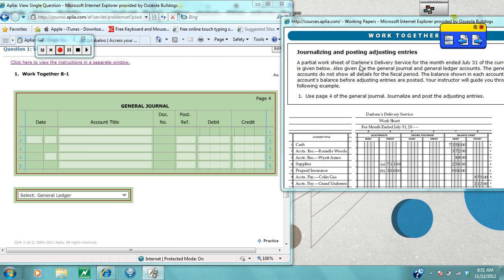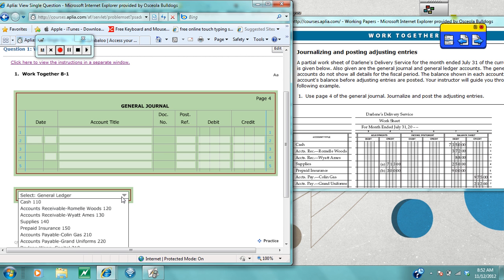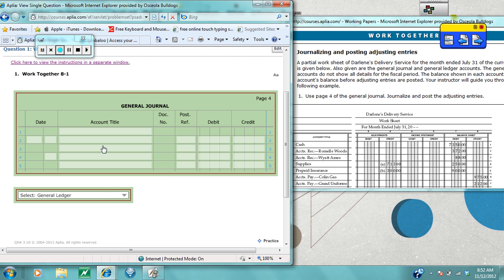It says a worksheet for the month ended July 31st of the current year is given below. Also given are the general journal and the general ledger accounts. Here's your general ledger accounts. And so you have to journalize your adjusting entries. It's pretty easy.